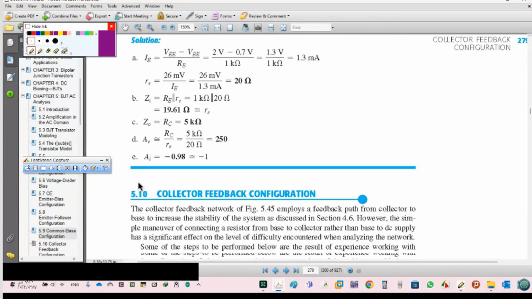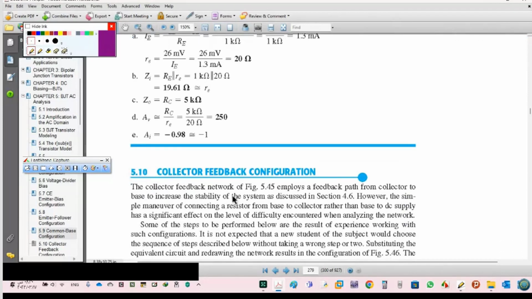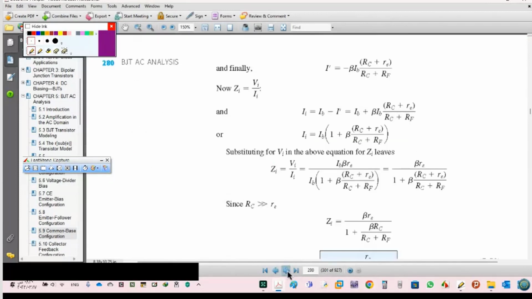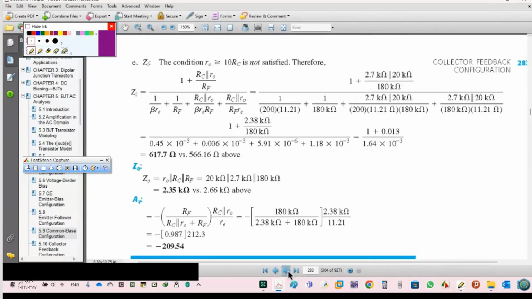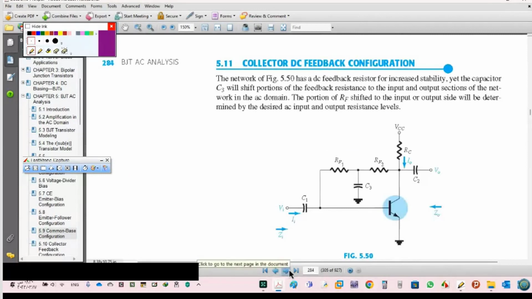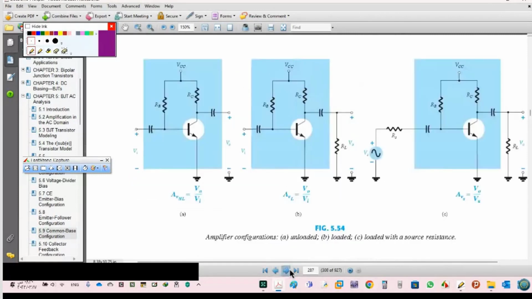Collector feedback 5.10. This is cancelled, so skip it. See the formula? Collector DC feedback configuration is also cancelled.